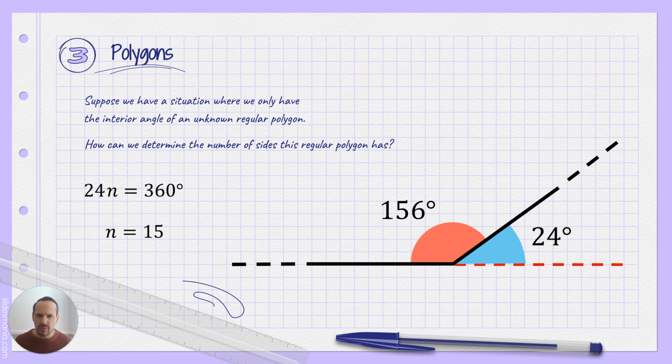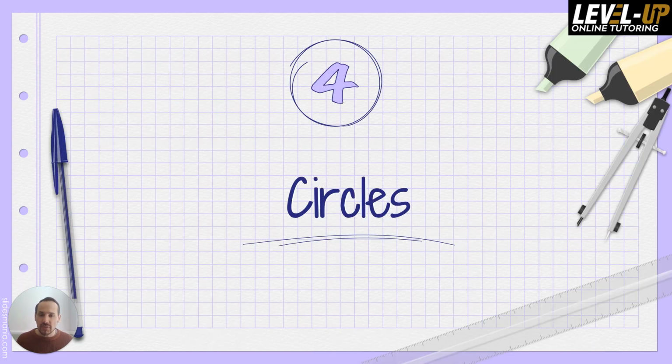This is a very common thing throughout GCSE math, in fact, where you might be given a property and you make sure you're comfortable doing it in both directions. That way, you'll be able to get these marks in your exam no matter what. So let's move on to circles now.